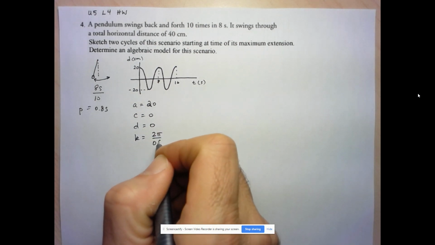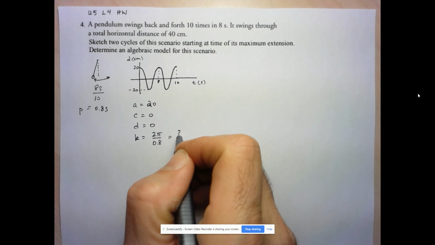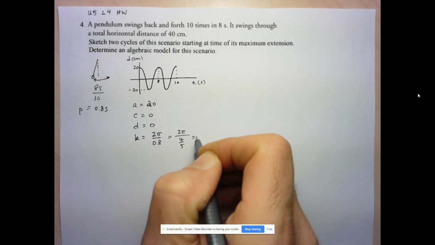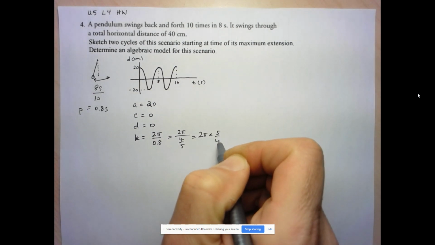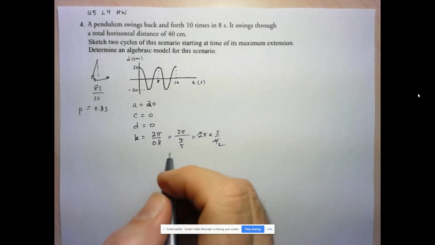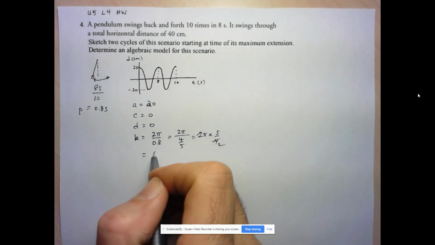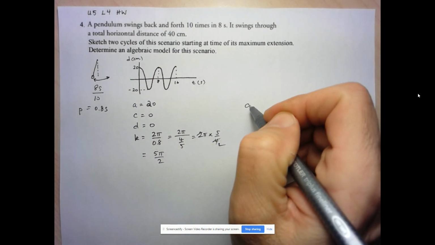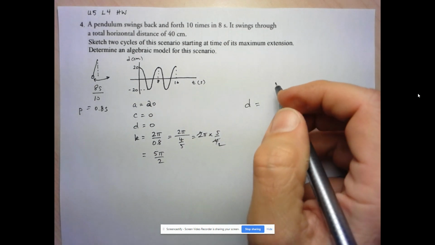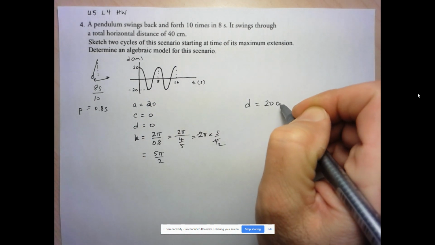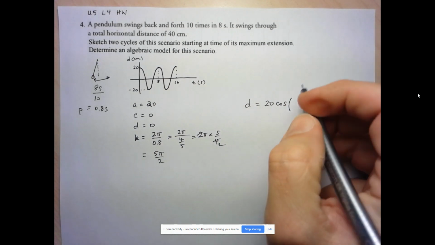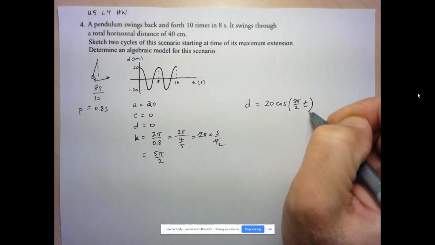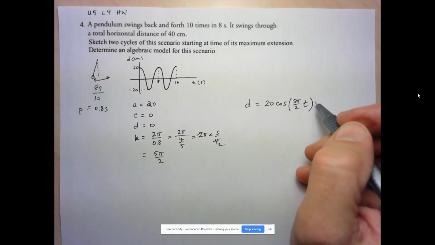And my period here is 0.8. So 2 pi divided by, this is 8 over 10 or 4 over 5. And that's just 2 pi times 5 over 4. Do a little reducing, and so my K value is just 5 pi over 2. So the model here, I'll write it as D equals, the A value is 20, so 20 using positive cosine of 5 pi over 2 t. No phase shift needed and no vertical translation needed.